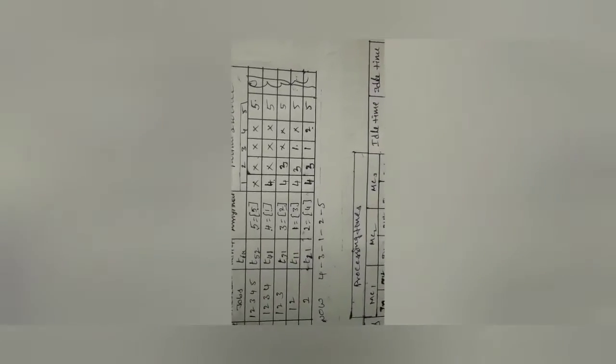Now we got the partial sequence, the optimal sequence, which will minimize the makespan. 4 to 3, 3 to 1, 1 to 2, 2 to 5. It is a partial sequence which will minimize the makespan. Now we will calculate the makespan.